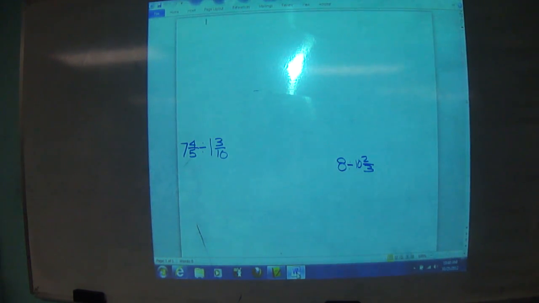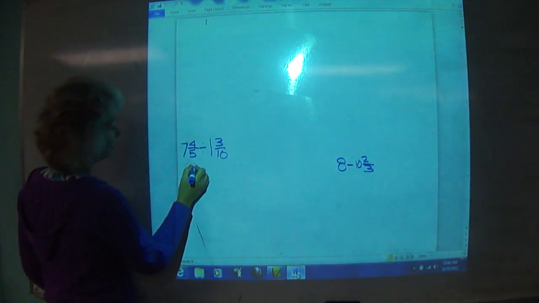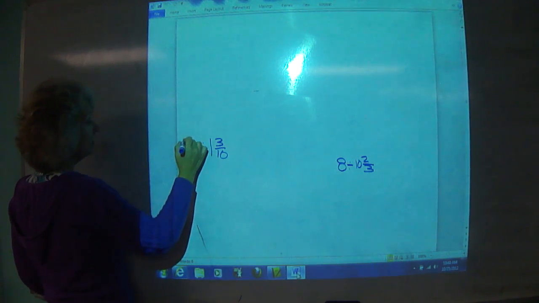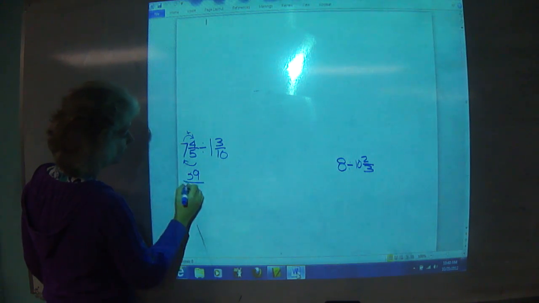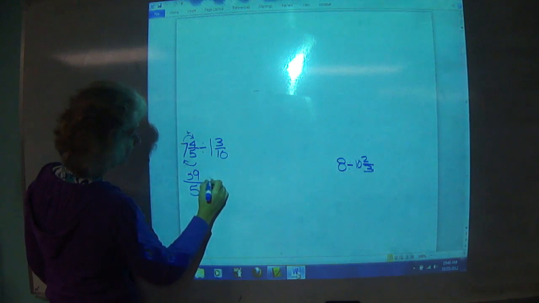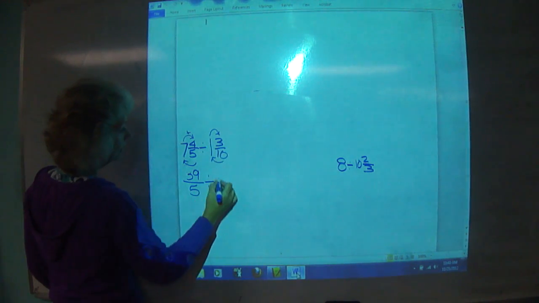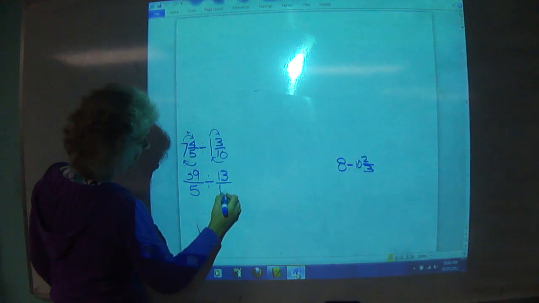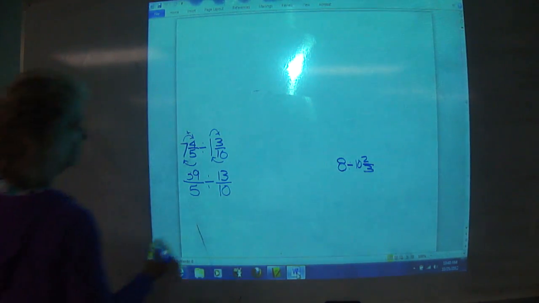We'll start on the left. First thing I want to do is turn it into improper fractions. We can't do anything until it's in improper fractions. So 5 times 7, 35 plus 4, 39. So I have 39, keep the denominator the same, fifths, divided by 10 times 1, 10 plus 3, 13. So 13 tenths. Okay, we've now turned it into improper fractions.